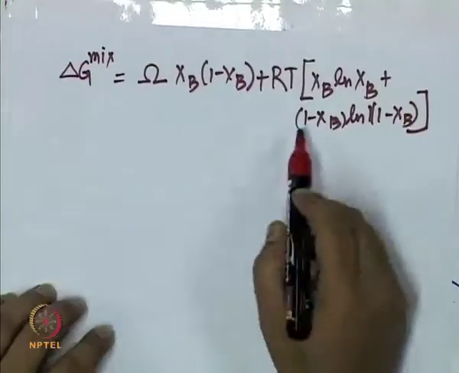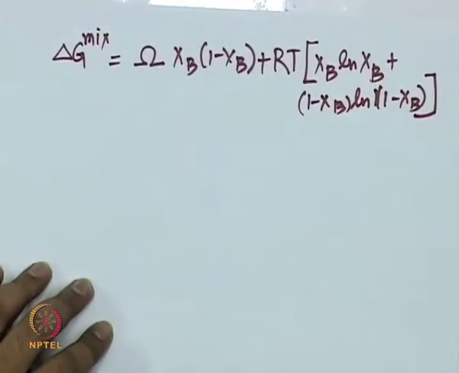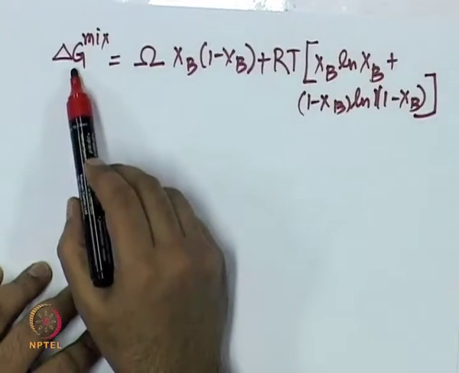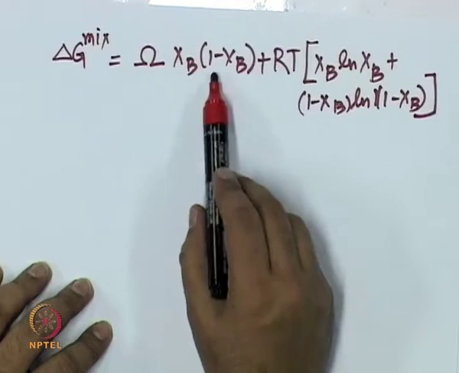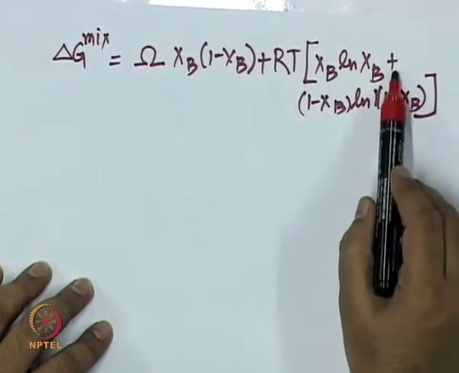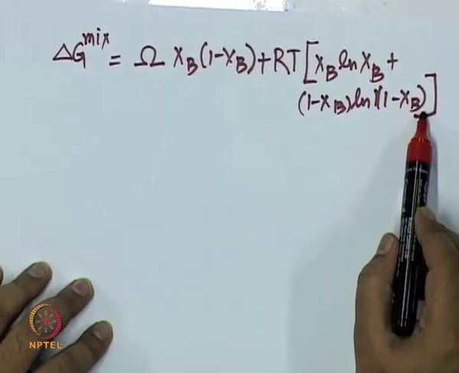Welcome. So, let us start, as I said, with the free energy of mixing expression that we discussed in the last section, which was derived in the previous module. The free energy of mixing, as you can see, is written as omega xb (1 minus xb) plus RT [xb ln xb plus (1 minus xb) ln (1 minus xb)].